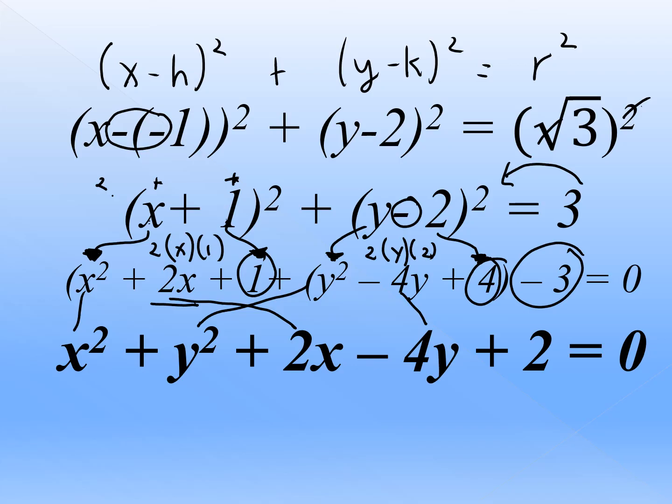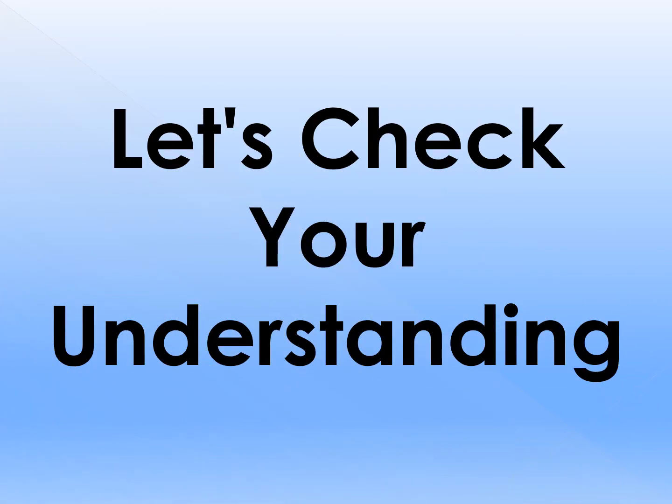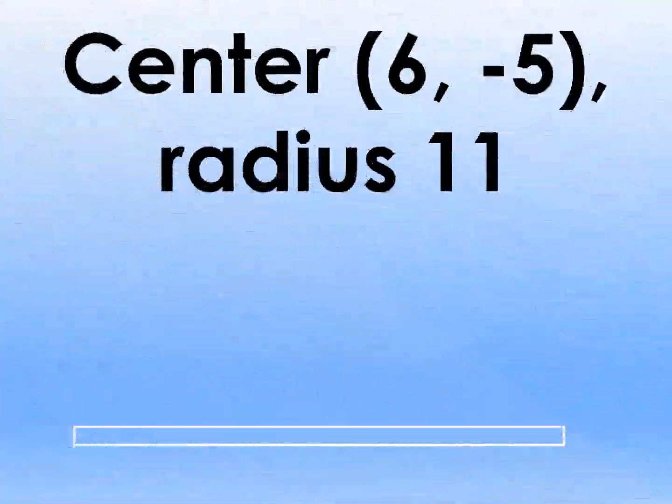Okay. Let us now check your understanding. Can you please get a piece of paper and then we're going to answer this activity. Let's have the first one. Center (6, -5) and radius 11. Find the standard form of the equation of a circle. Again, find the standard form of the equation of a circle. Go.